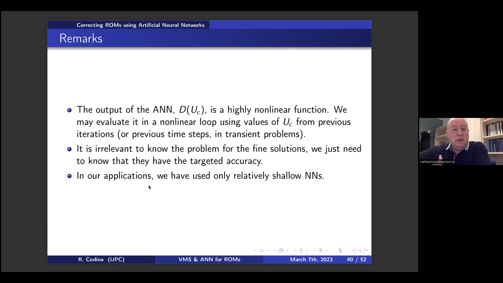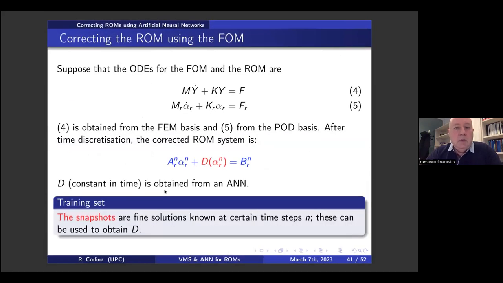And also, a final remark is that since we don't want to explore much the use of artificial neural networks, we have used relatively shallow neural networks in our applications. So if we apply this idea to the context of reduced order models, what we have to do is what is explained here. Suppose we have this ordinary differential equation for the full order model, M y'' + K y = f, and this differential equation for the reduced order model, which has the same structure because it's just the Galerkin projection, as I said before.